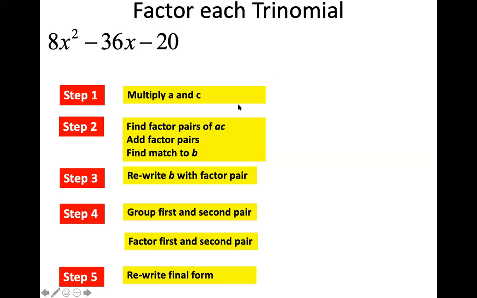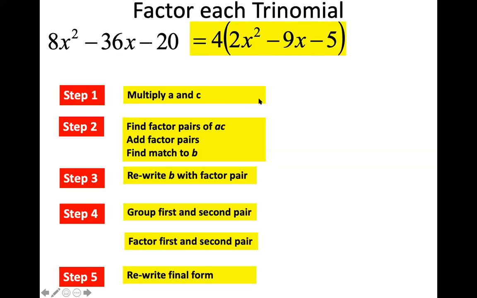4? 4, 8? Oh, wait, no. 4, 8, yeah, it's 4. 8 doesn't go into 36 or 20. All right, so 4 goes into both. So I factor out this 4, and I get this nice friendlier trinomial, 2x squared and a negative 5. So that is easily factorable, right?